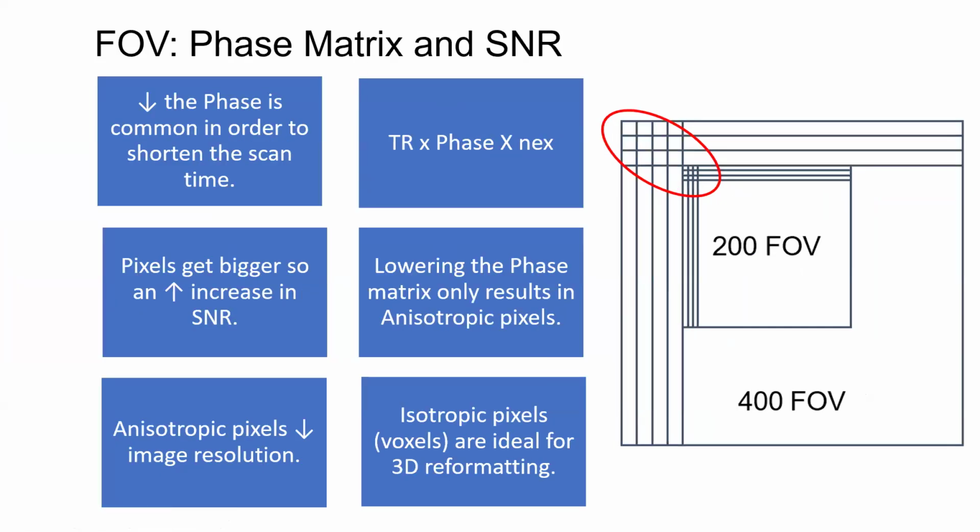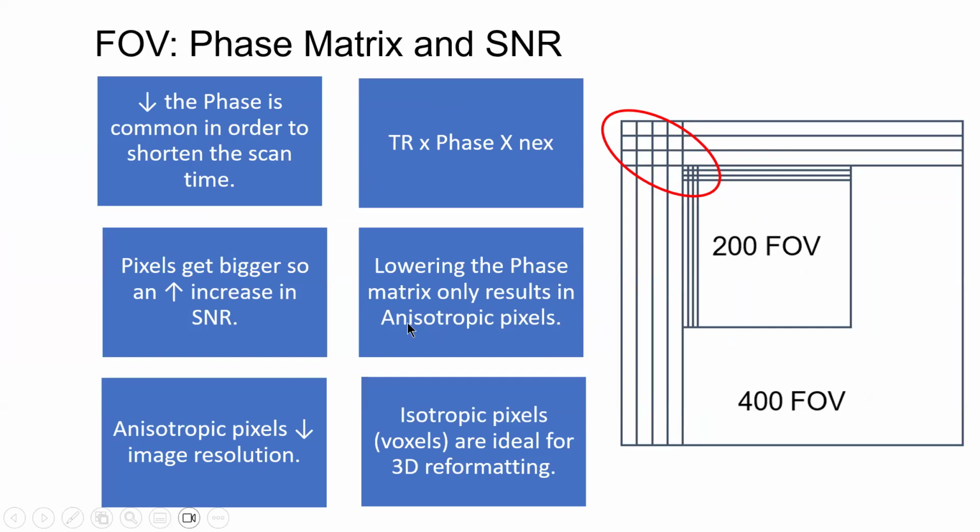All right. Signal to noise and phase matrix. If you decrease the phase matrix to shorten scan time, you're going to make the pixels bigger. Like I already said, you're going to be lowering your scan time because TR times phase times NEX is your scan time. Lowering the phase matrix makes your pixels anisotropic.